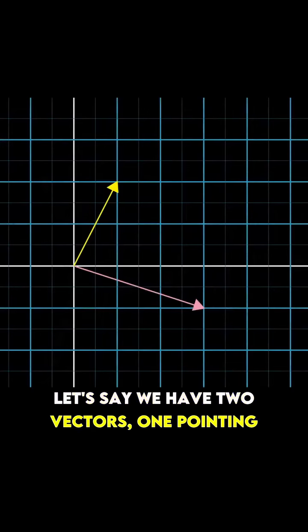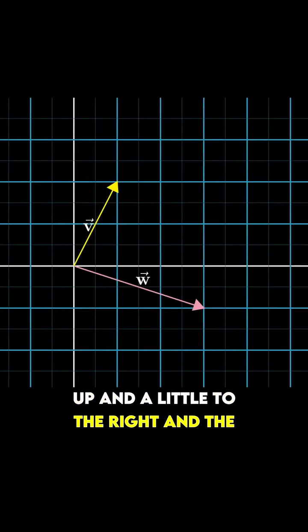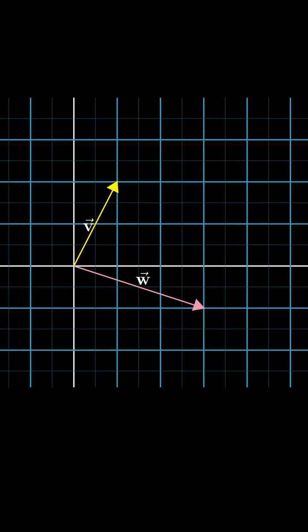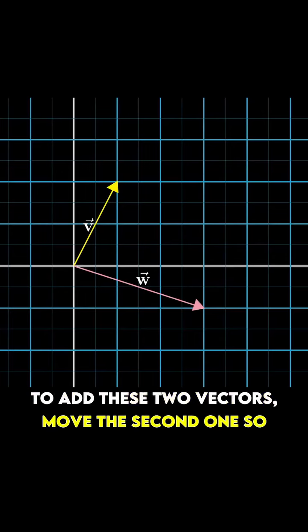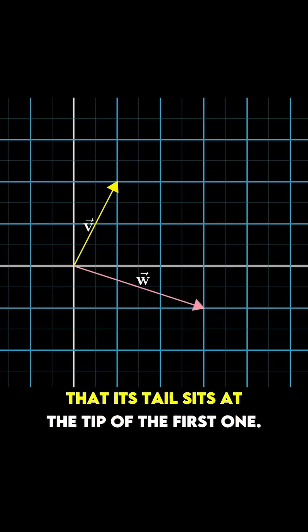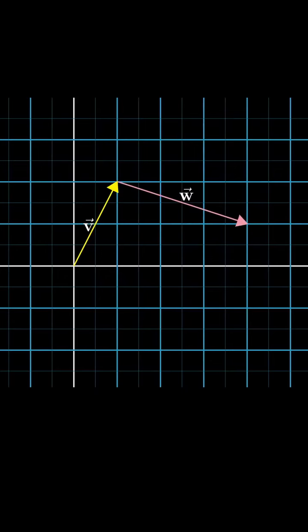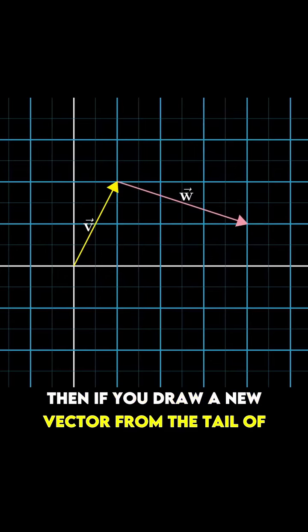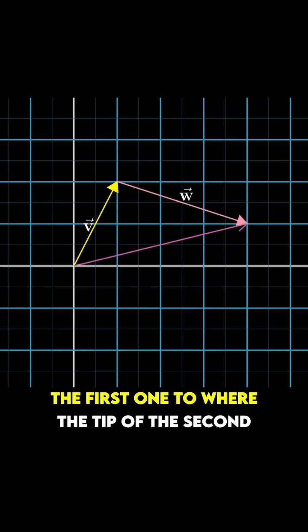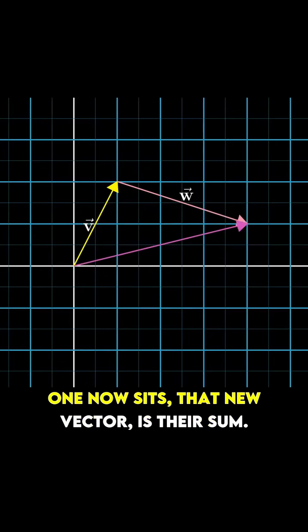Let's say we have two vectors, one pointing up and a little to the right, and the other one pointing right and down a bit. To add these two vectors, move the second one so that its tail sits at the tip of the first one. Then, if you draw a new vector from the tail of the first one to where the tip of the second one now sits, that new vector is their sum.